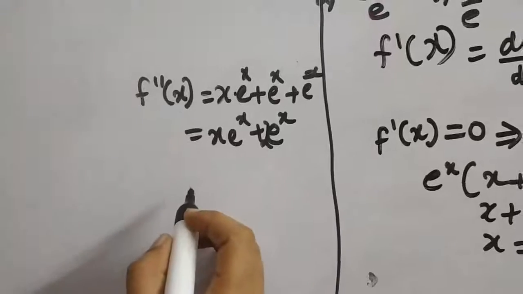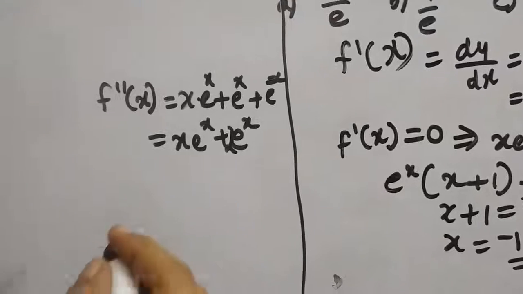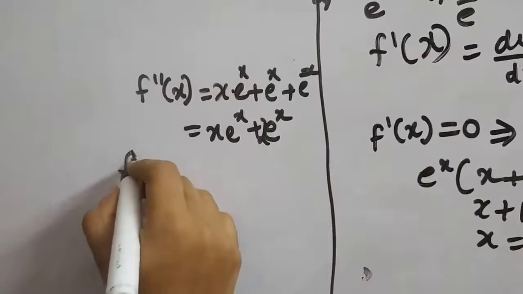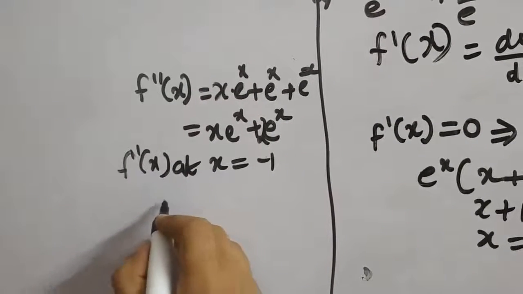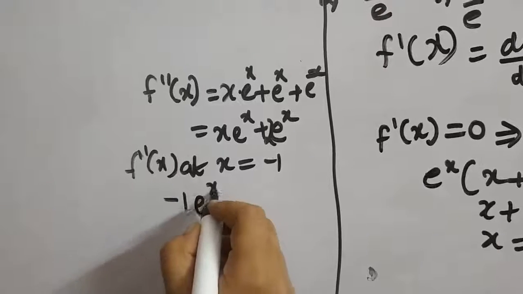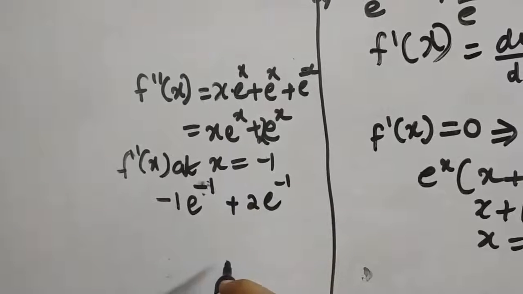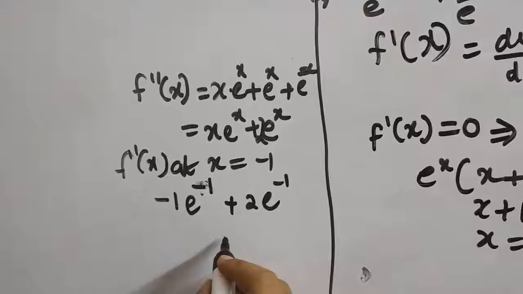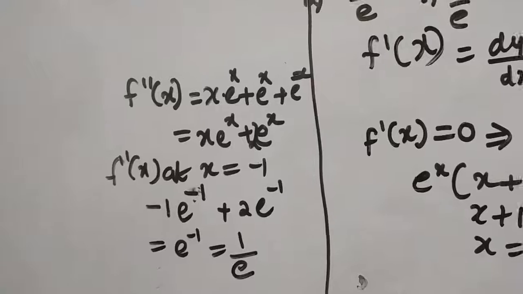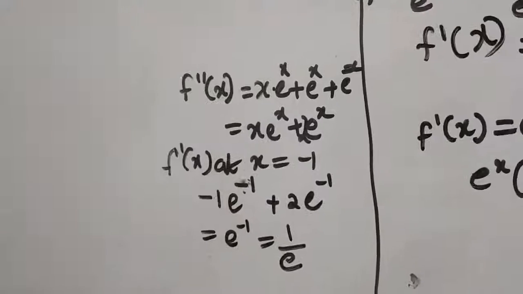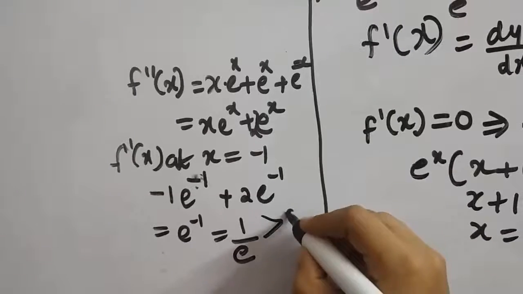Now what is the next step? Next step we will be putting the minus 1 that we got here. So that is f double dash of x at x is equal to minus 1. So x is minus 1: minus 1 e raised to minus 1 plus 2 e raised to minus 1. So what is the answer? That is 1 e raised to minus 1, that is 1 by e. Now we know that 1 by e is always greater than 0.